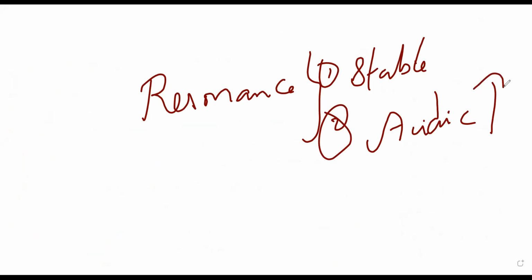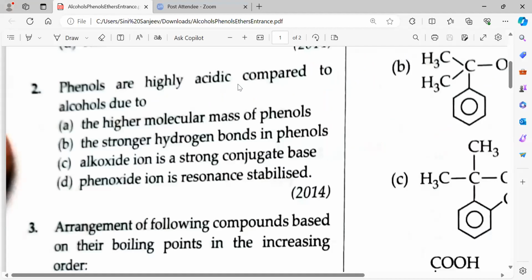Acidic character increases with resonance because it is what? More stable. Okay. So coming to this, first thing here is what? Highly acidic. Highly acidic in the sense, what is our keyword here? Resonance. So option D is the correct answer. This is how in entrance we have to do it fast. But a detailed explanation of this I'll tell you.